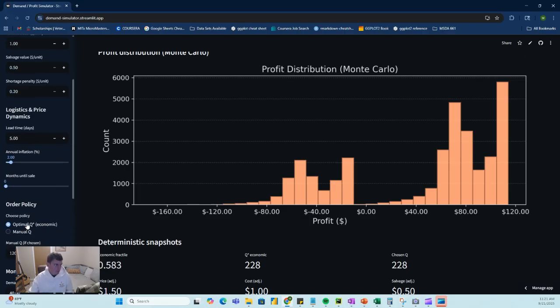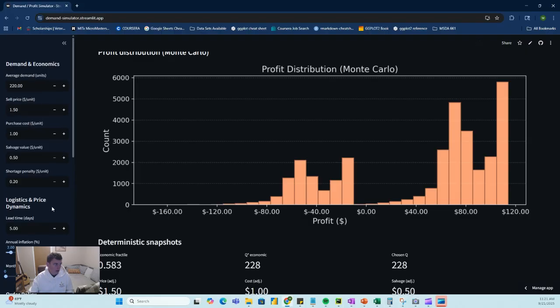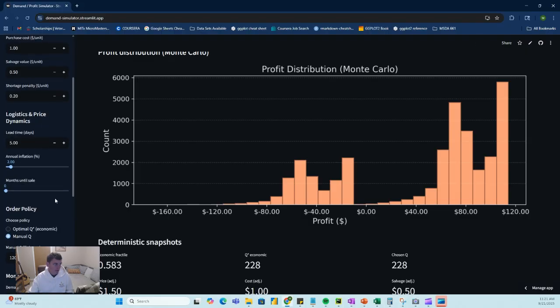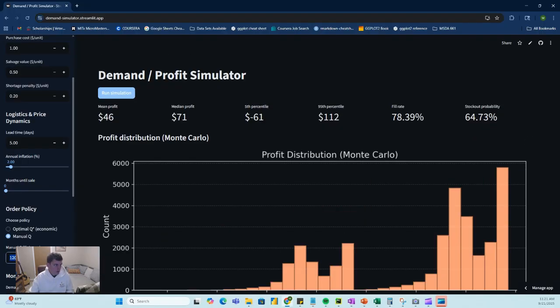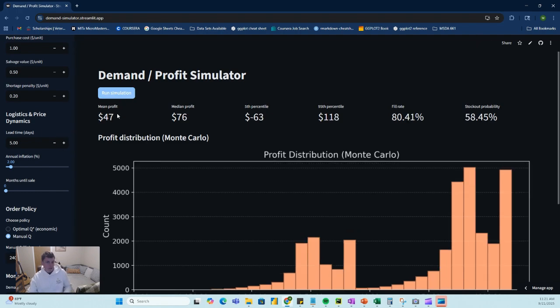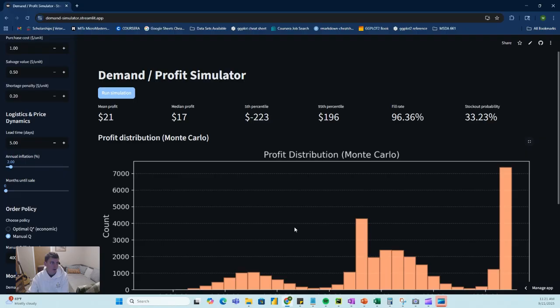So if we were to do a manual Q and sort of understand maybe a little bit more of what that risk is, and say we wanted to buy 240 units, we want to rerun our simulation. You can see potentially I might earn a little bit more profit, potentially not. Let's make this way high. At 400, you should see the profit go down, because now it's saying that there's a pretty good chance that we'll actually hold excess inventory if we did that manual Q.